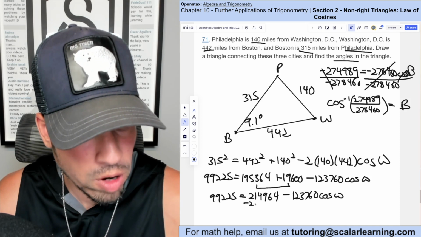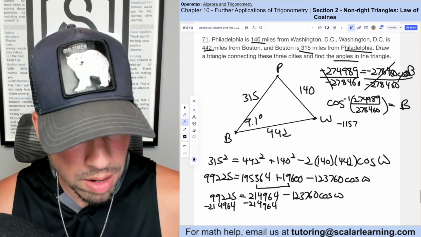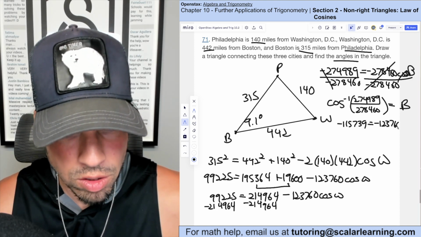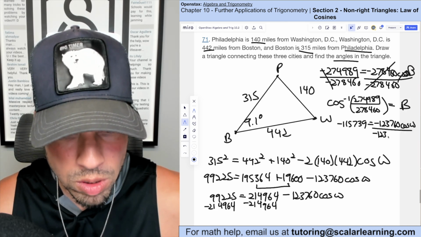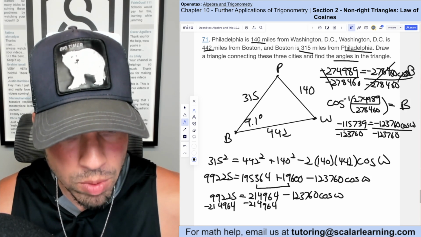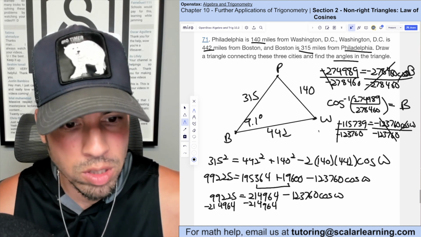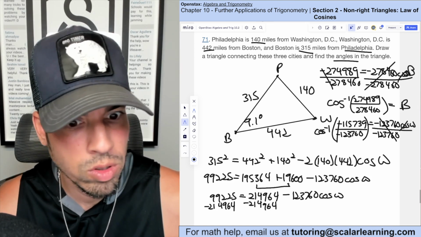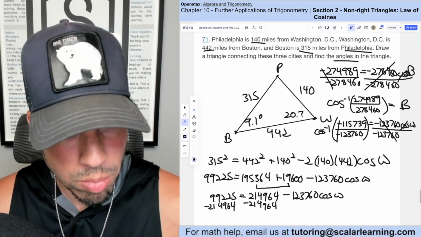214,964. Then we're going to subtract both sides by 214,964. And then we get negative 115,739 equals negative 123,760 cosine of W. Then we're going to divide both sides by negative 123,760 like so. And the last step, by the way, the negatives are going to cancel out. The last step is we got to isolate W, meaning we got to get rid of the cosine, meaning I have to take arc cosine of this. So let's do that now in Desmos. And we get 20.7 degrees to the nearest tenth. So here we have 20.7 degrees.